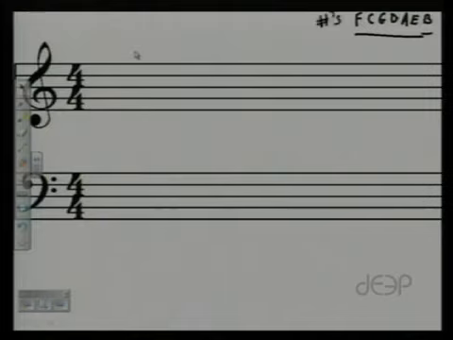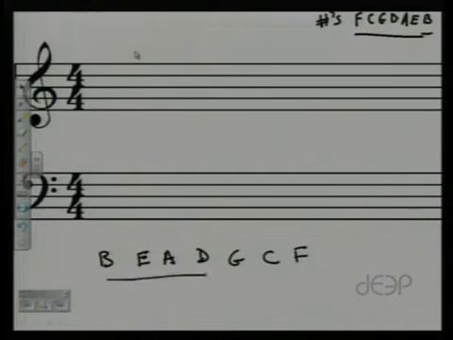Flats have a different order. The order for flats is B, E, A, D, G, C, F. And the mnemonic device that some people use for that is BEAD, good, clean, fun. Again, not really the way I do it, but I totally understand if that helps you.